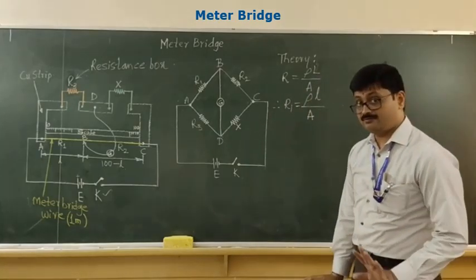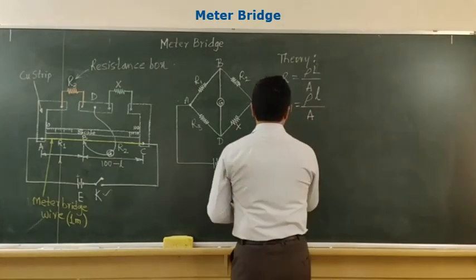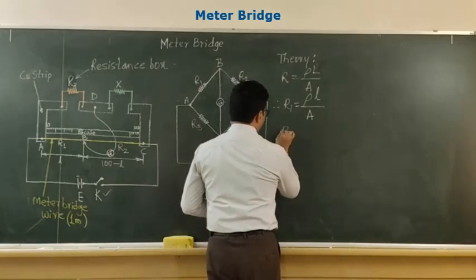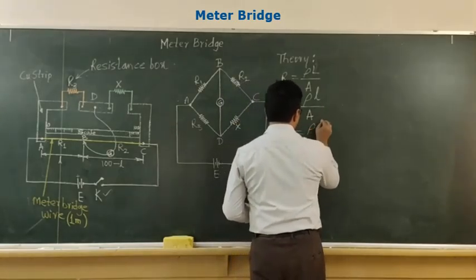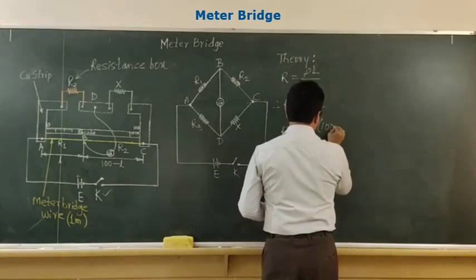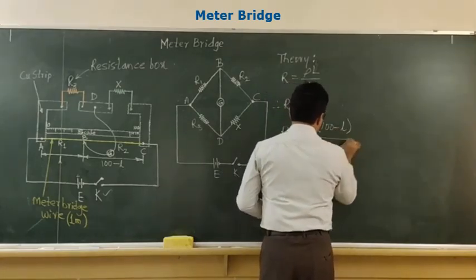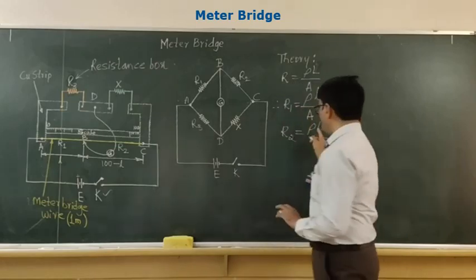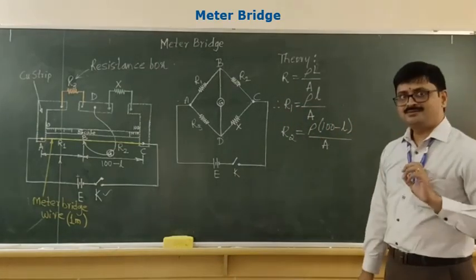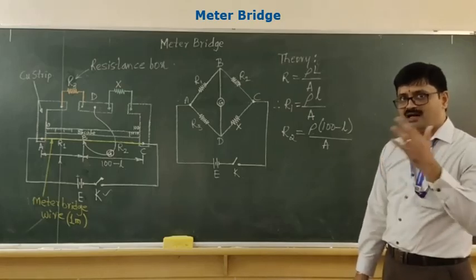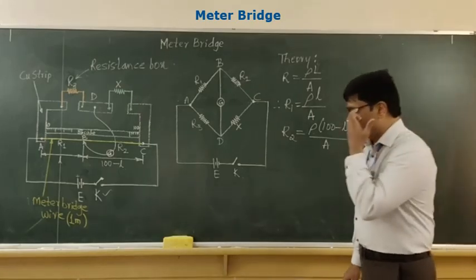Are you clear? Fine. Okay. Next, similarly, R2 is equal to what? R2 is equal to rho into 100 minus L divided by A. Rho into 100 minus L by A, that is R2 here. Are we following this? Are we clear? Fine? Okay.